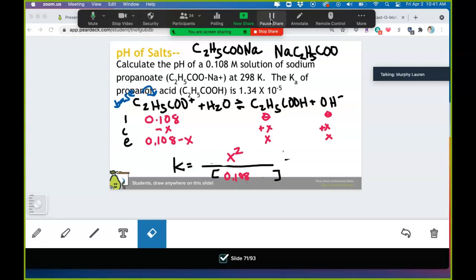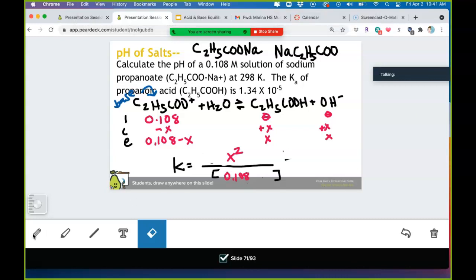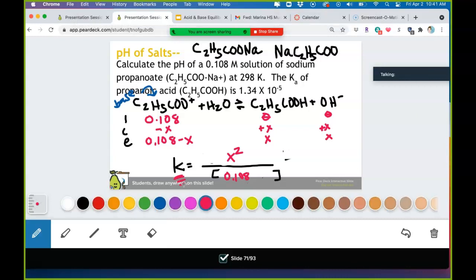So I got this far, set up my equilibrium expression, and the question is, do I plug 1.34 times 10 to the negative fifth right here? And the answer is no. Let's talk about why. This is the Ka of propanoic acid. This is not propanoic acid. This is propanoate, the conjugate base of propanoic acid. So you can't plug a Ka in for a conjugate base. You have to plug a Kb in.